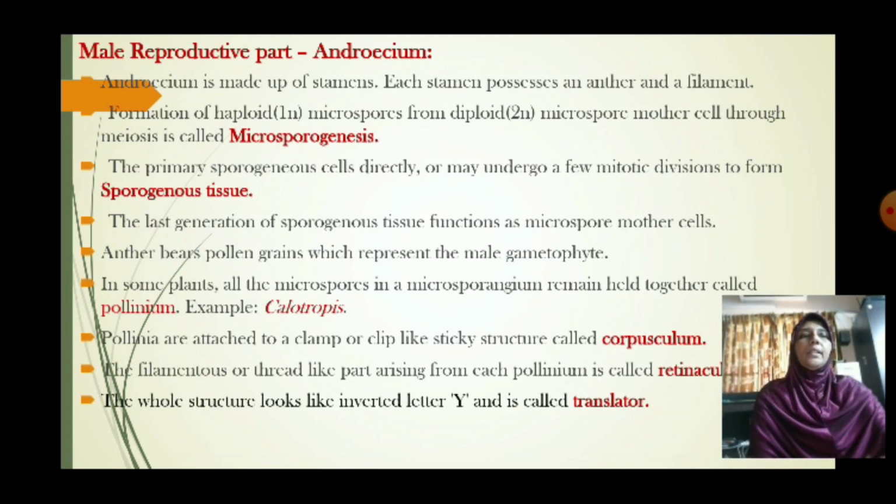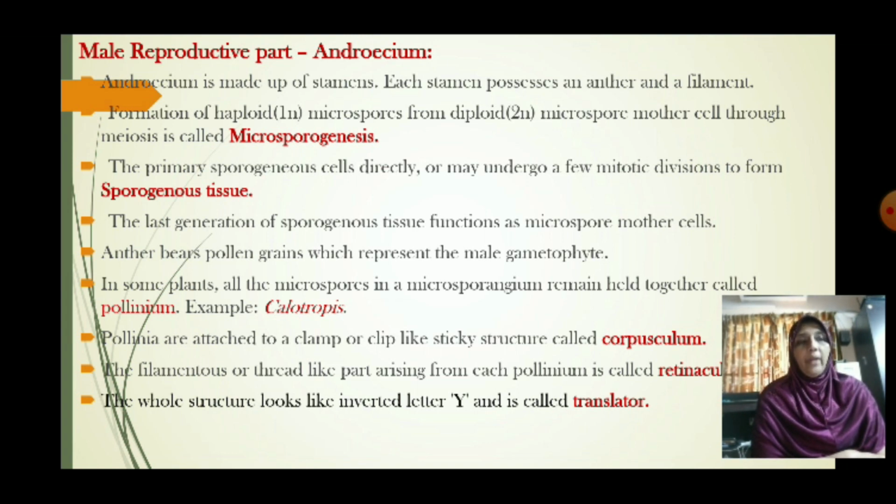The next one is the male reproductive part, androecium. Androecium is made up of stamens. Each stamen possesses an anther and a filament. Formation of haploid microspores from diploid microspore mother cells through meiosis is called microsporogenesis. The primary sporogenous cells directly, or may undergo a few mitotic divisions to form sporogenous tissue. The last generation of sporogenous tissue functions as microspore mother cells.